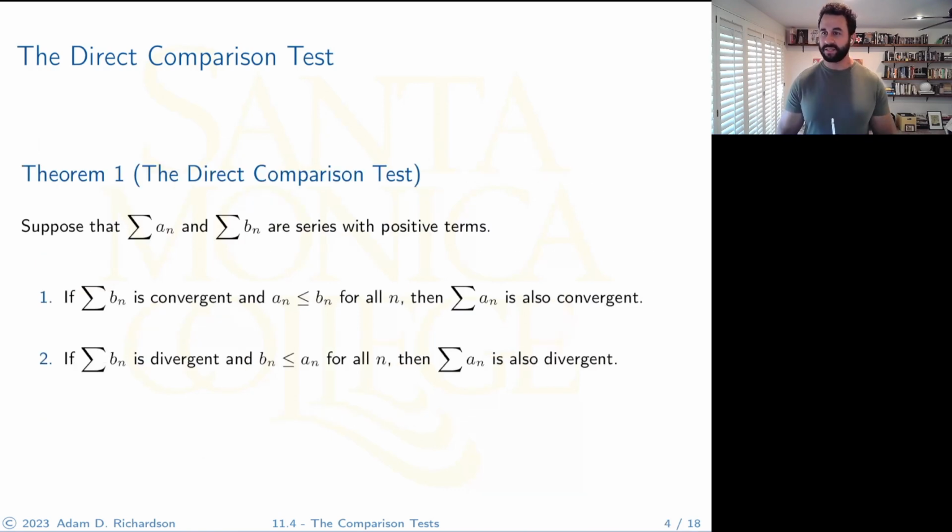Here's the direct comparison test. Suppose that you've got two series with positive terms. If the series of b sub n is convergent and the a sub n terms are always less than the b sub n terms, then the series of a sub n is also convergent. Similarly, if the series of b sub n is divergent and the terms of the series with b sub n in it are always smaller than the terms of the series with a sub n in it, then the series of a sub n is divergent.